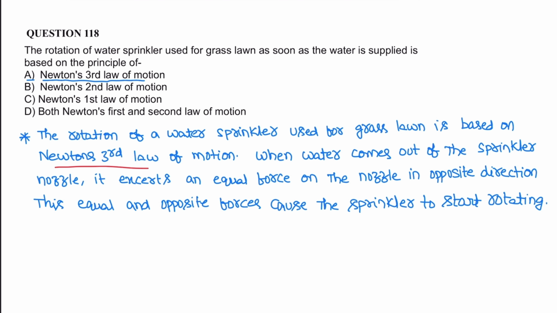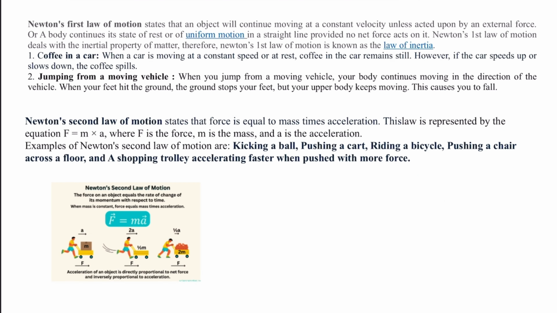Next, see Newton's first law and second law. Newton's first law states that an object will continue moving at a constant velocity unless acted on by an external force. That is, a body continues to be in the state of rest or in the state of motion unless an external force acts on it. It deals with the inertial property of matter, so Newton's first law is also known as the law of inertia. Next, Newton's second law says that force is equal to mass into acceleration.